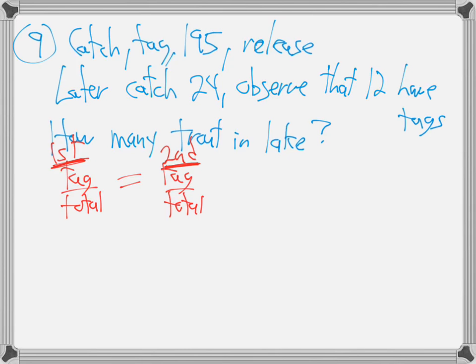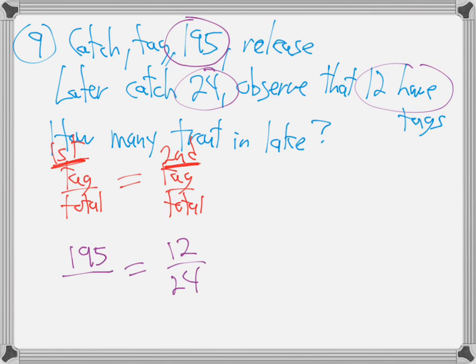Solve for x. So, where's the 195 go? Yeah, those are tagged fish, huh? All 195 are tagged, so it goes in the top. And then 24, 12 have tags. So that's 12 out of 24. Tag is 12. Goes in the top, so my X is there.